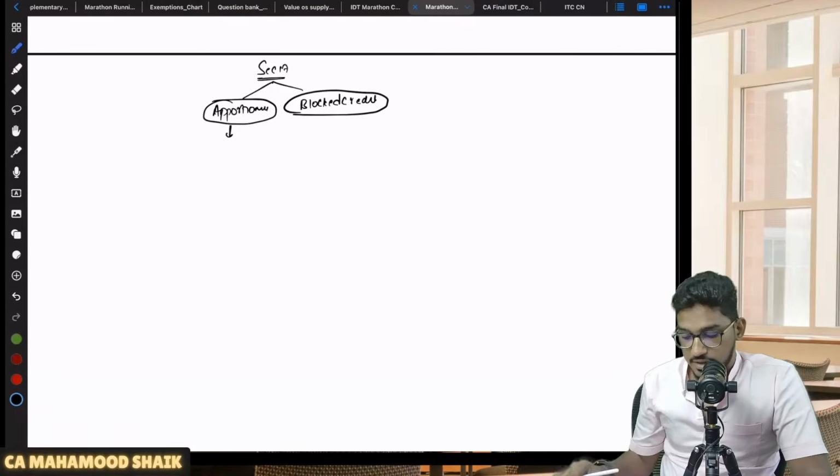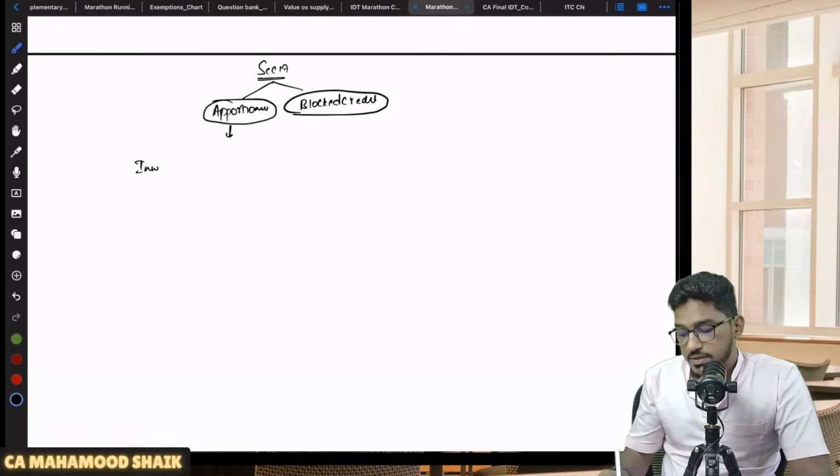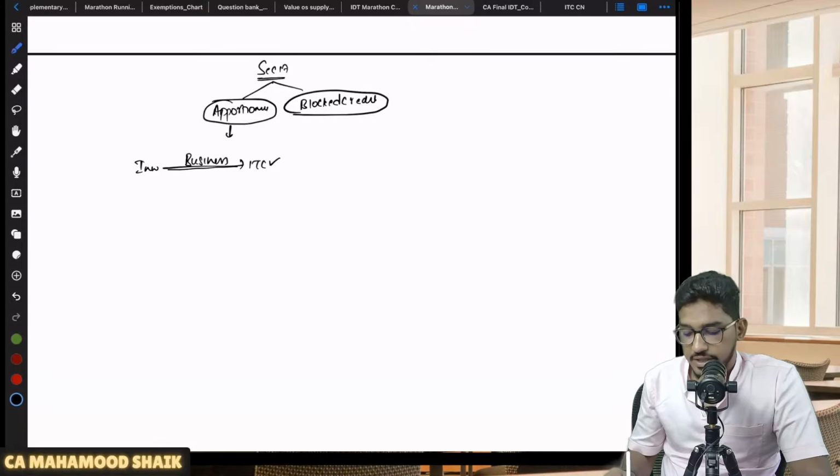Let us try to understand it. So what is this apportionment of credit, sir? See, in case you are buying some inward supplies which are completely going to be used for business purposes, can you take ITC? Yes, take full ITC.